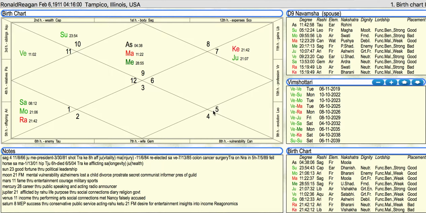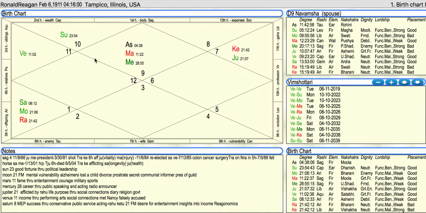Then we have the 6th sign of Virgo in the house of career. So this ruled by Mercury. So career through service. Virgo is the sign of service and communication through acting and public speaking. Then we have the 7th sign of Venus in the house of income. So income comes through wife. His wife was very wealthy. And also Venus is performing arts. So the acting and social connections through the politics.